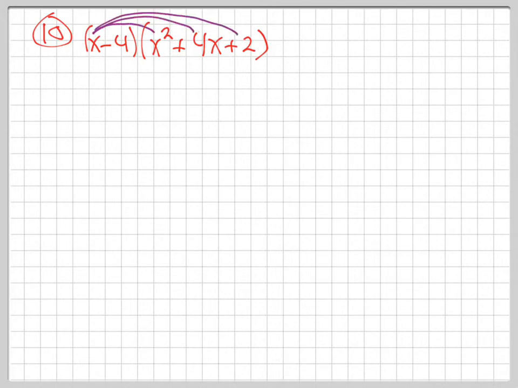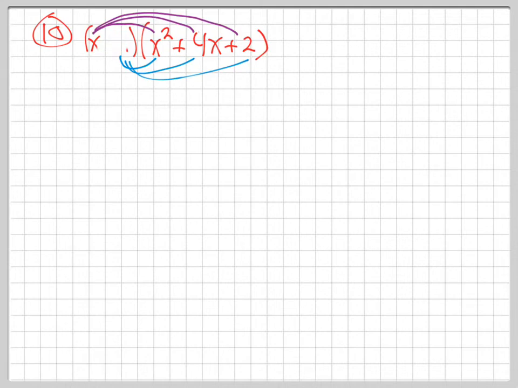10 says x minus 4 times x squared plus 4x plus 2. Okay, so this is the same thing. Let me guide you through it a little bit. This x is going to go to all 3 of those. And then when he's done, the minus 4 is going to go to all 3. Does that make sense? They just take turns, don't they? Yep.